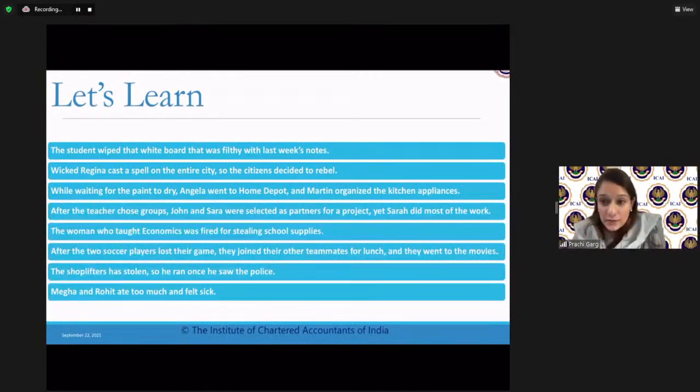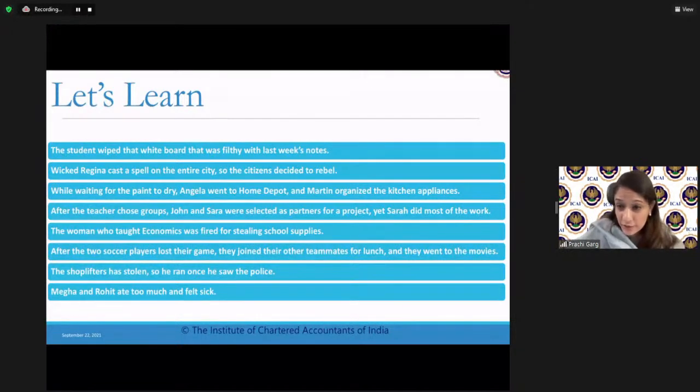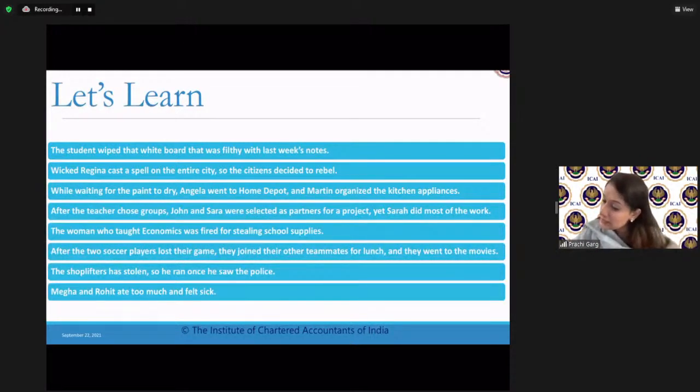Sure, the second one is, shall I tell you the answer? Akanksha, very good. Second is compound. Perfect. While waiting for the paint to dry, Angela went to Home Depot and Martin organized the kitchen appliances. The third one is compound complex.